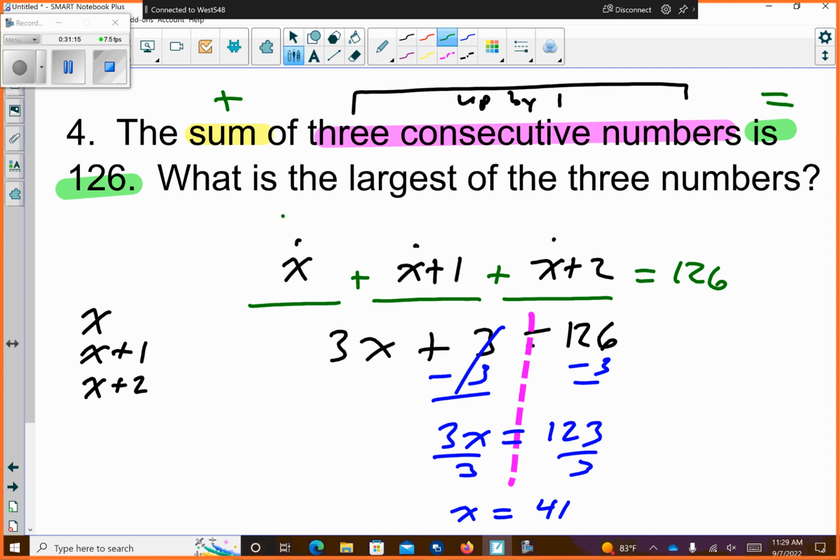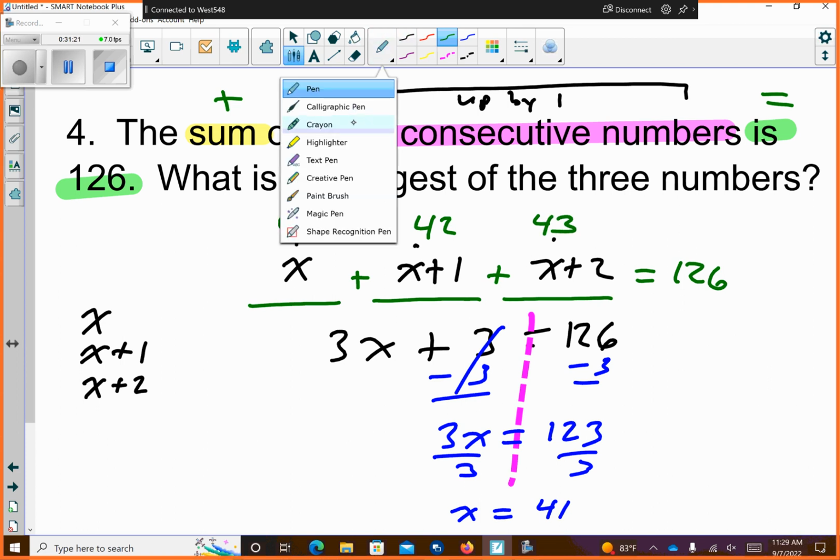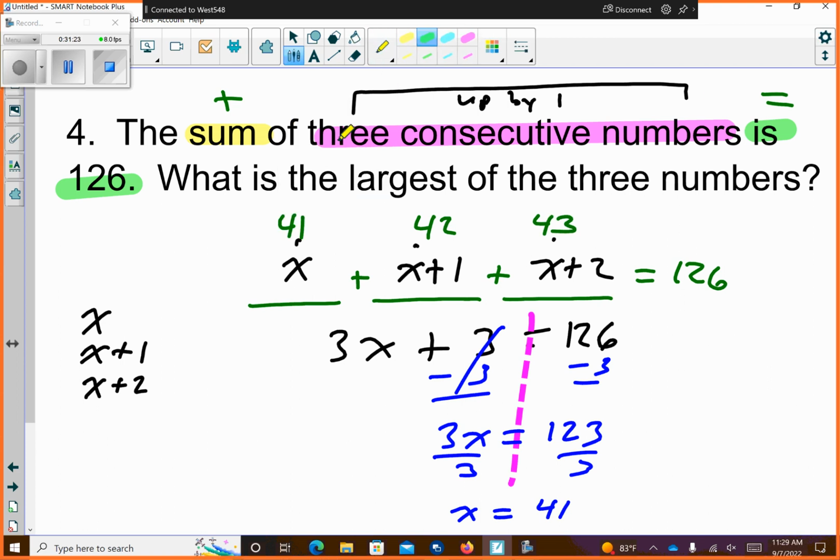All right, so this first one's 41, then 42, then 43. You are going to get 4 out of the 5 points if you get to that point. What am I looking for? Largest. What's the largest? That's my answer right there.